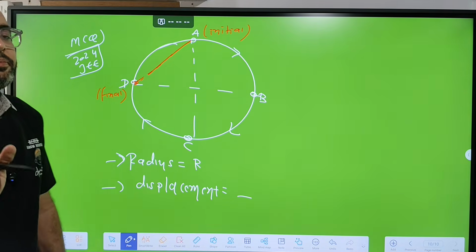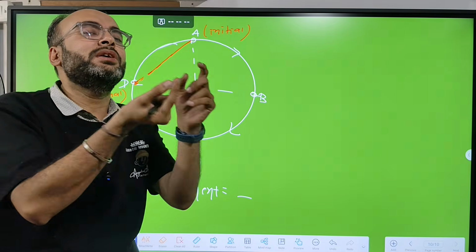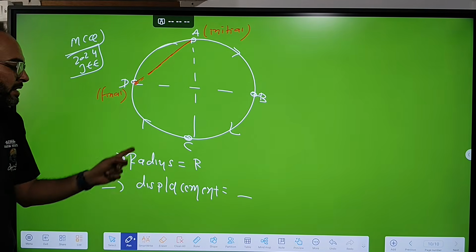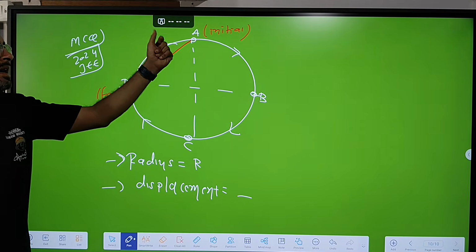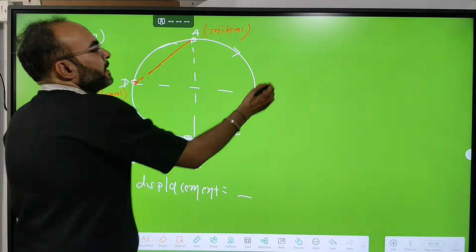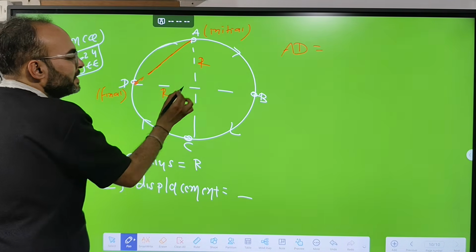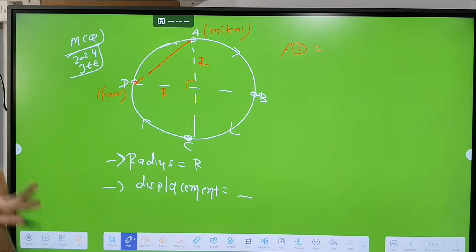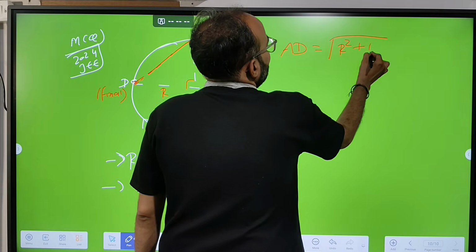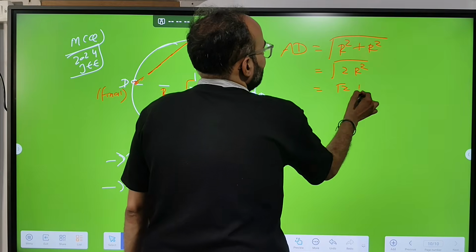See, in displacement you don't have to look at the path. In the case of displacement, only consider the initial and final position. The initial position is A, the final position is D. Join initial and final position by a straight line to find the displacement. Now there are two methods. What is our first method? Pythagoras, obviously. So AD is equal to root of R square plus R square, since the angle is 90 degrees.